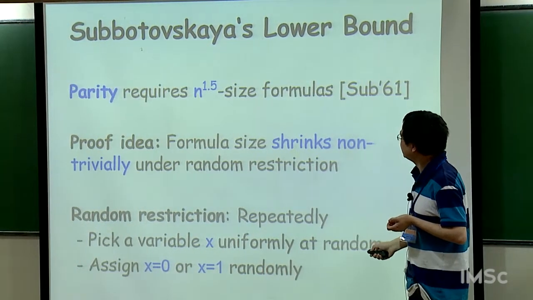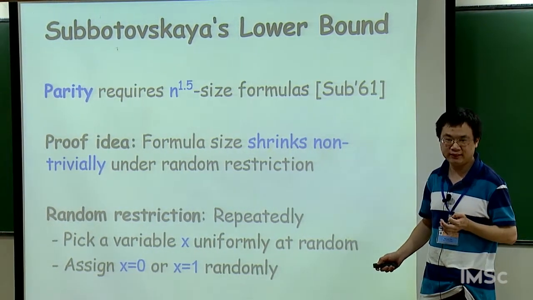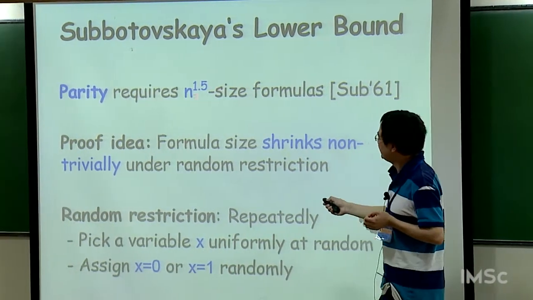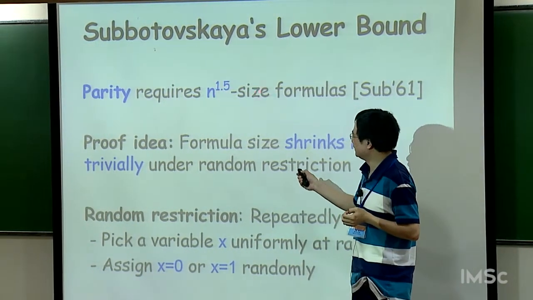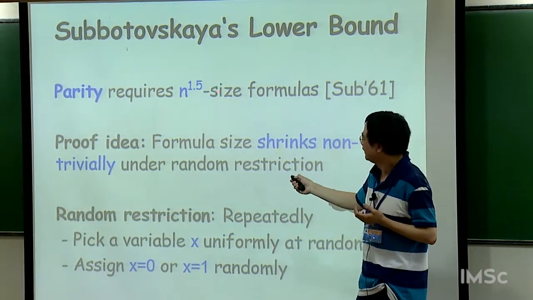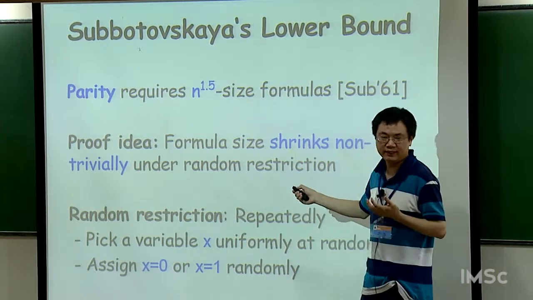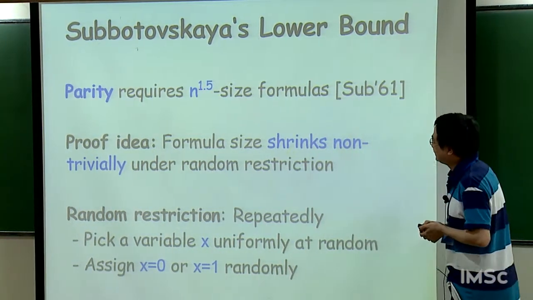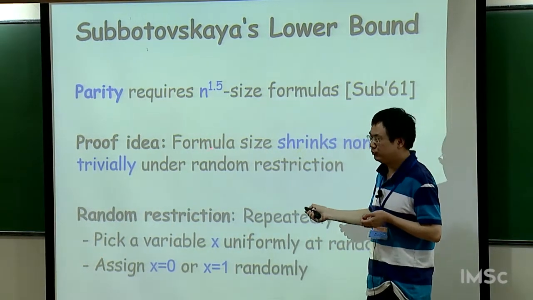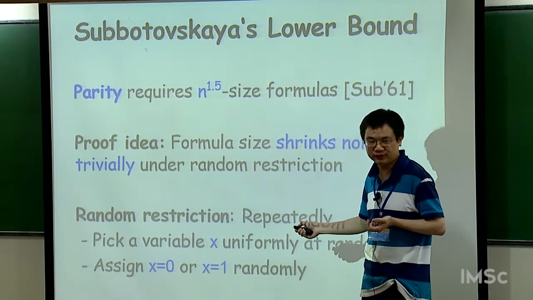Subbotovskaya introduced the random restriction approach that can help prove formula size lower bounds. She essentially proved this n to the 1.5 size lower bound. Although this is not optimal, it can be improved to n squared. But let's have a look at her techniques. So the idea is simple. She basically shows that a Boolean formula size shrinks non-trivially under random restrictions.